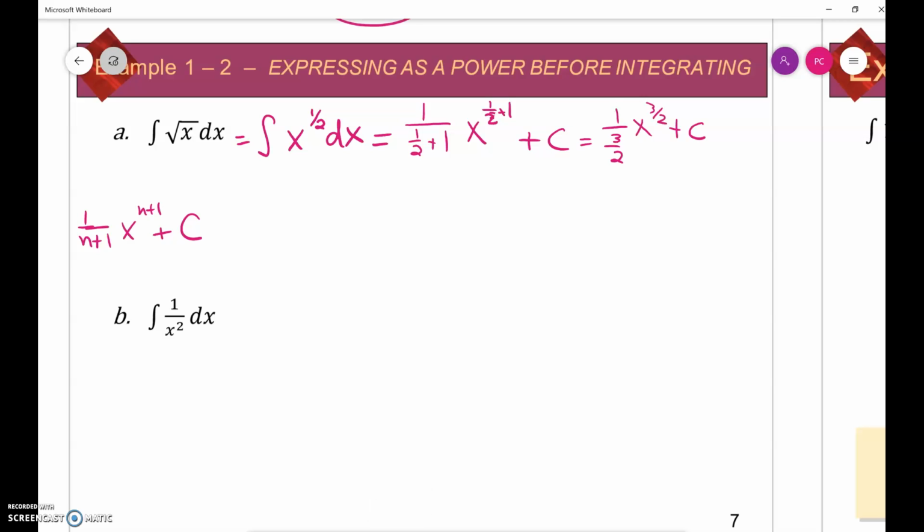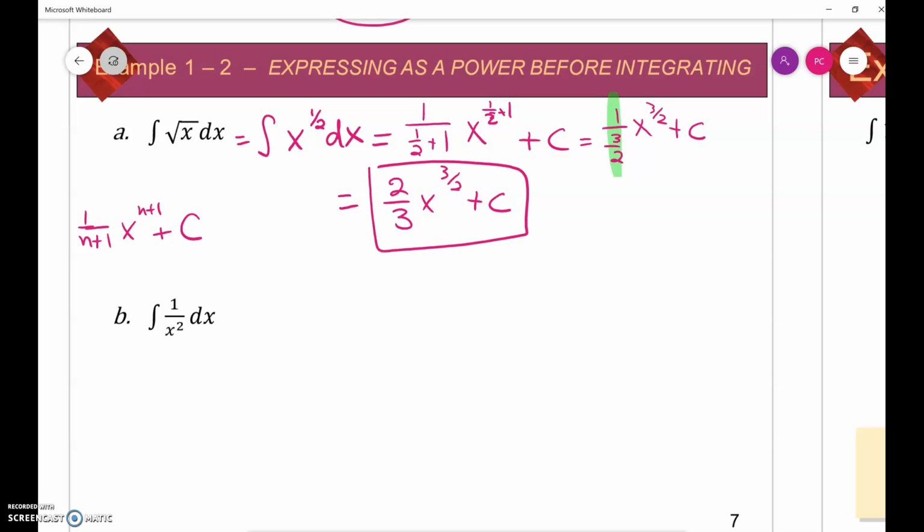We will not leave our answer in this format. Okay, you have to simplify that complex fraction. And if you can do it in less steps, go for it. That's fine. But we have 2/3 x to the 3/2 plus c. And like we said, we can check every single one of these. Okay? So here's our final answer.